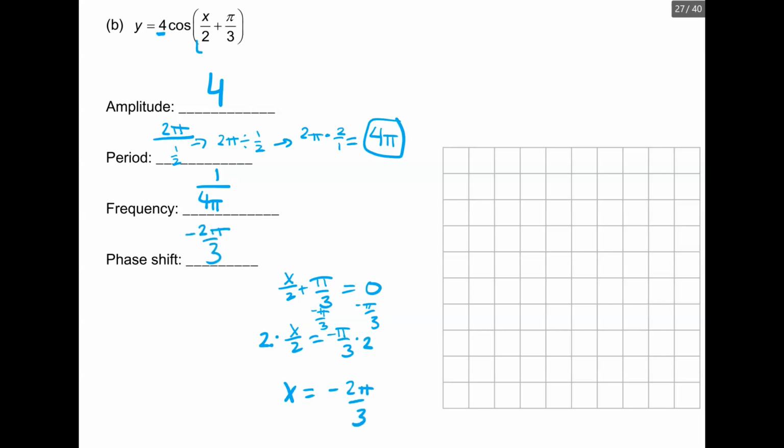Because we set the inside portion equal to 0 and solved, I see I have a negative phase shift. What that tells me is I take the whole cosine function and shift it to the left by 2 pi over 3.